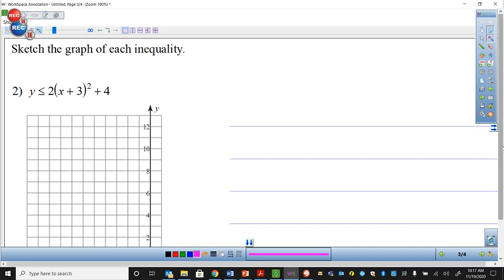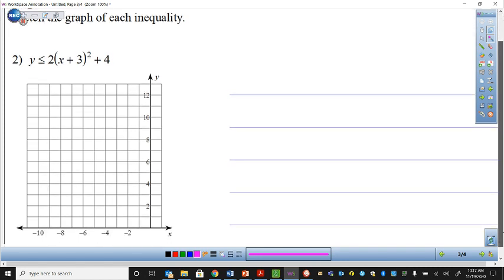Okay, here's another one. See if I can scroll this down a little. There we go. Okay, same type of thing. They want you to graph this thing and see if you can shade it correctly. It's really not too bad because we've done these before. All right, so first of all, you have to know what the vertex is.